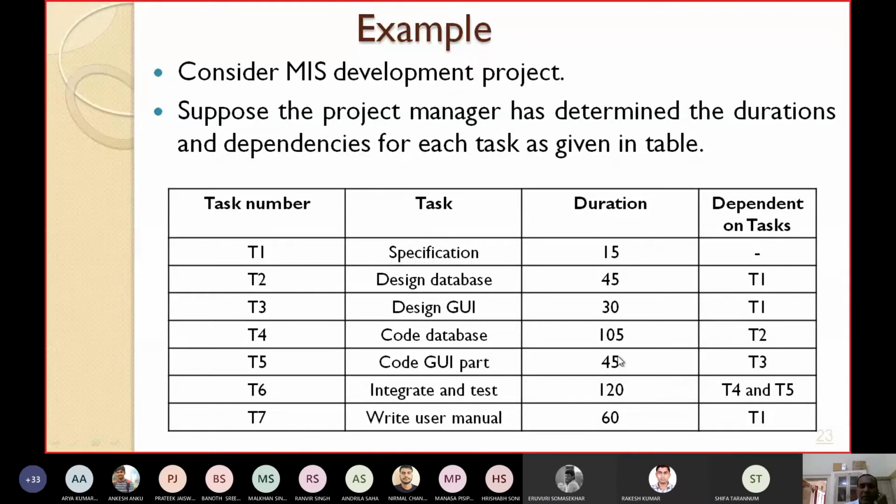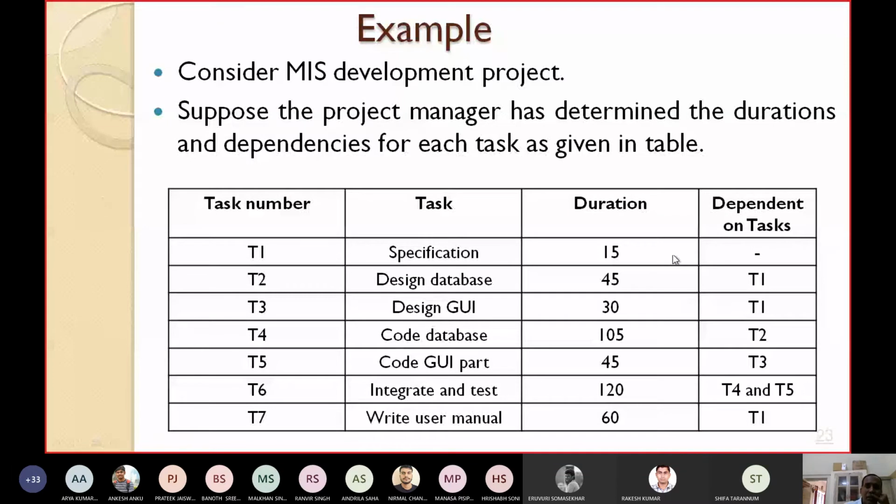Write user manual. This is an independent thing. After the specification is over, you can directly write down the user manual. So the predecessor is T1. You can write down the user manual immediately after task T1 is completed, and its duration is 60 days. So these are the different tasks. The different dependency relationships are given, which task will depend on what task. Duration is given. You can easily construct an activity on node network.